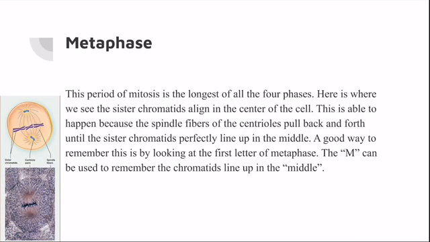Metaphase. This period of mitosis is the longest of all the four phases. Here is where we see the sister chromatids align in the center of the cell. This is able to happen because the spindle fibers of the centrioles pull back and forth until the sister chromatids perfectly line up in the middle. A good way to remember this is by looking at the first letter of metaphase. The M can be used to remember the chromatids line up in the middle. And in the diagram, it is shown that the chromatids align at the horizon.